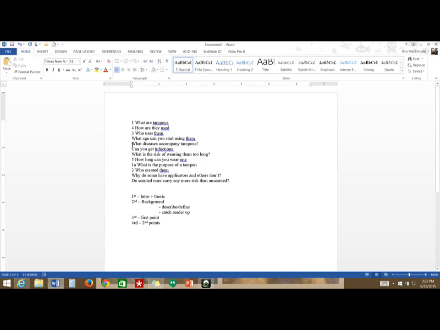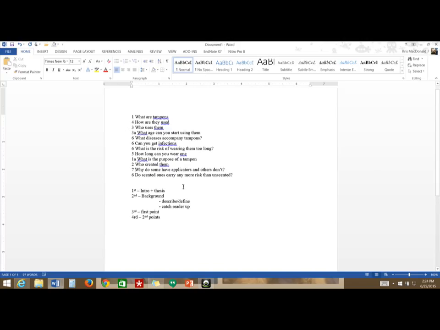What age can you start using them? Should probably go with 3. What diseases, infections? So let's talk about the risks. So these are all going to be 6. We're still talking about risks, so we could put that there. And I don't really know if I even want to use that question or not, so we'll put that one last. So now all I'm going to do is restack these.